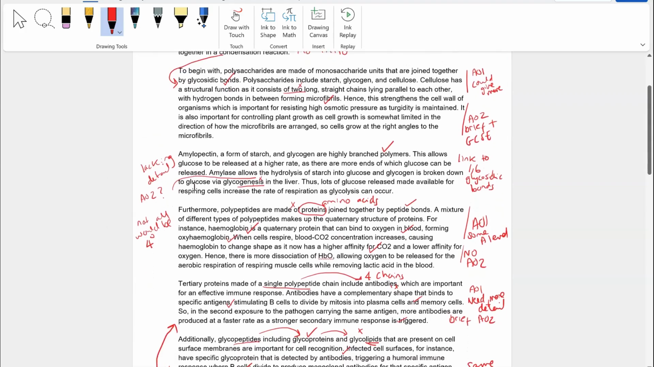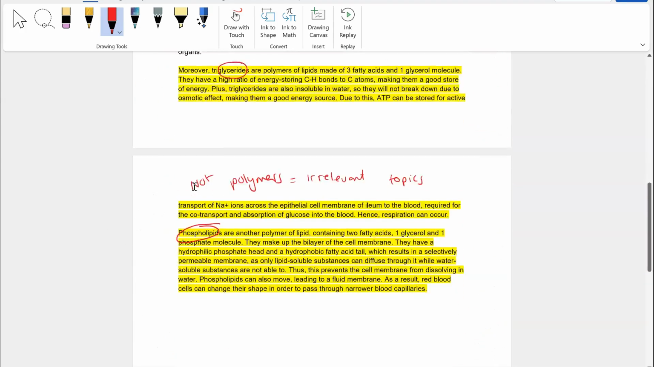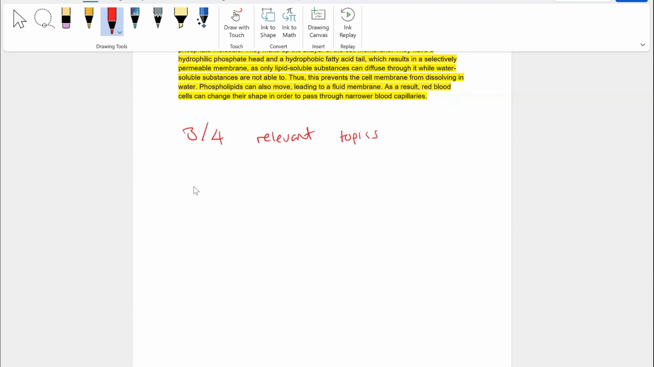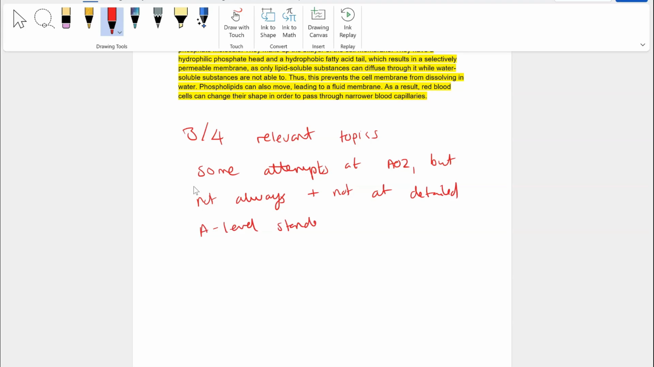They're not marked. So if you then look at how many relevant topics we had overall, I made that about 3 to 4 relevant topics. We had AO1 and some attempts at AO2, which was the importance of, but often it was lacking in detail, missing the A-level key terms. There were a few errors as well throughout. So for that reason, the box that I put it in was the 6 to 10, and I said it was probably around the 10 marks.